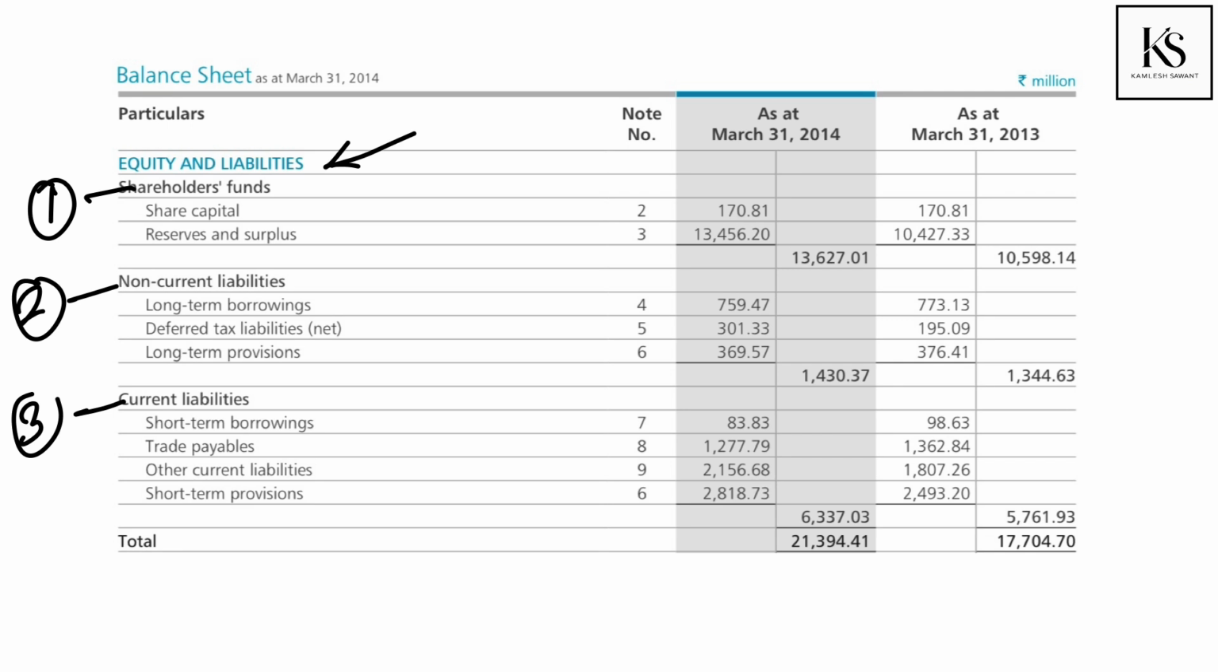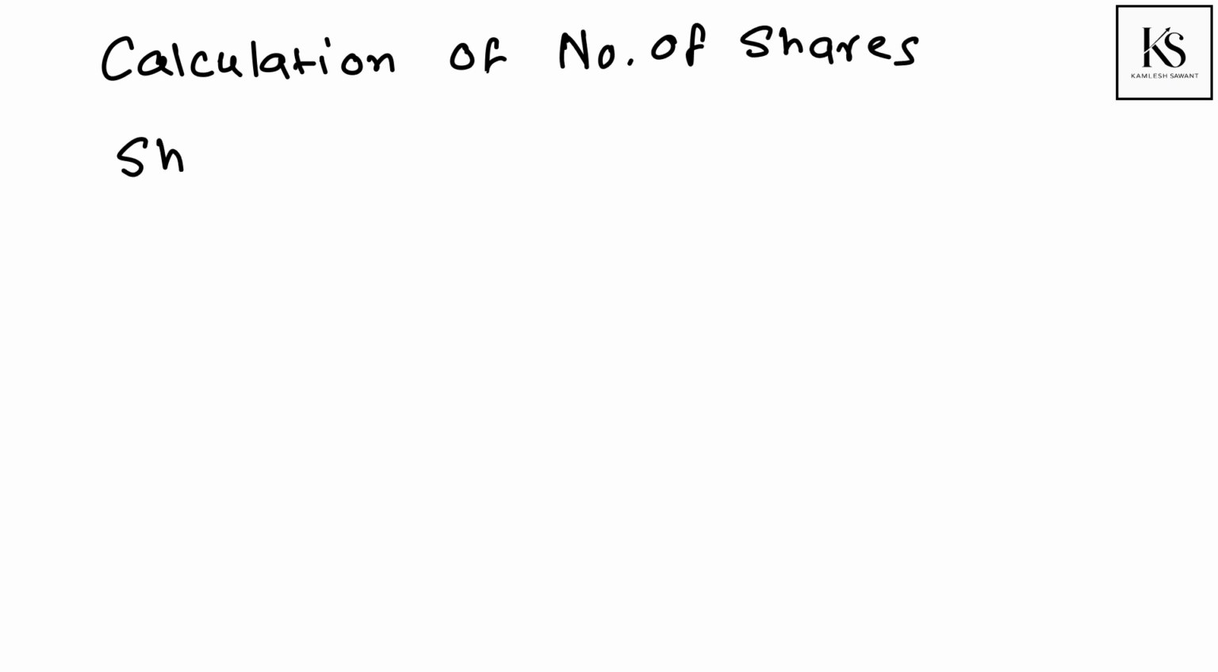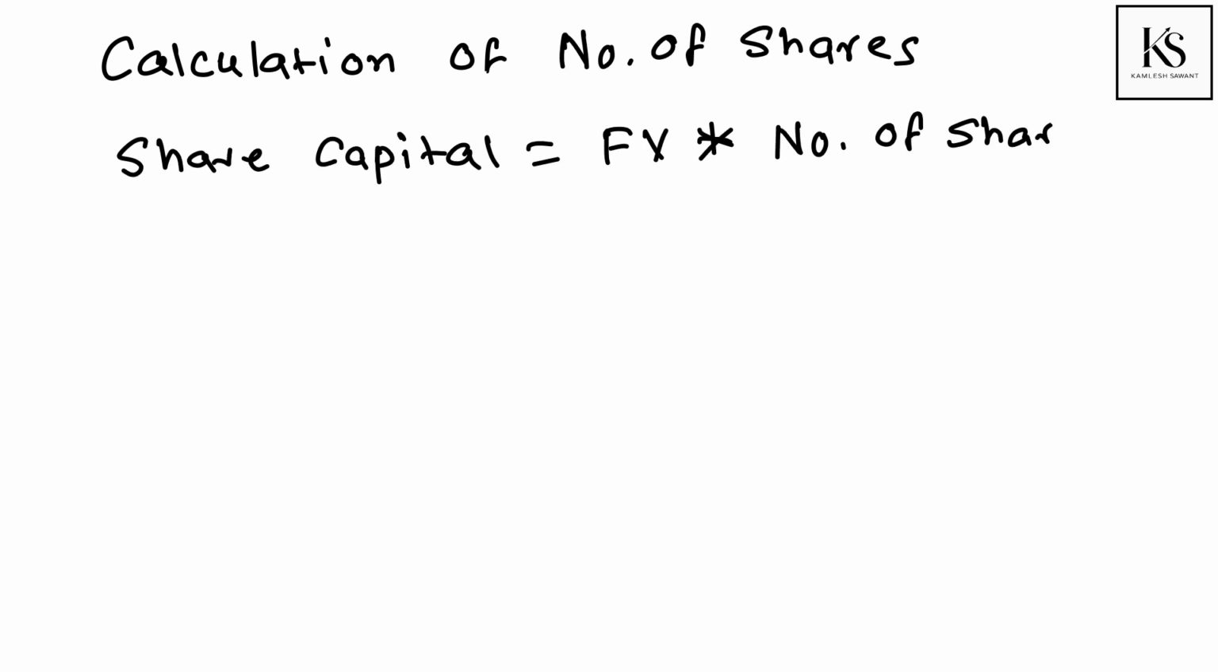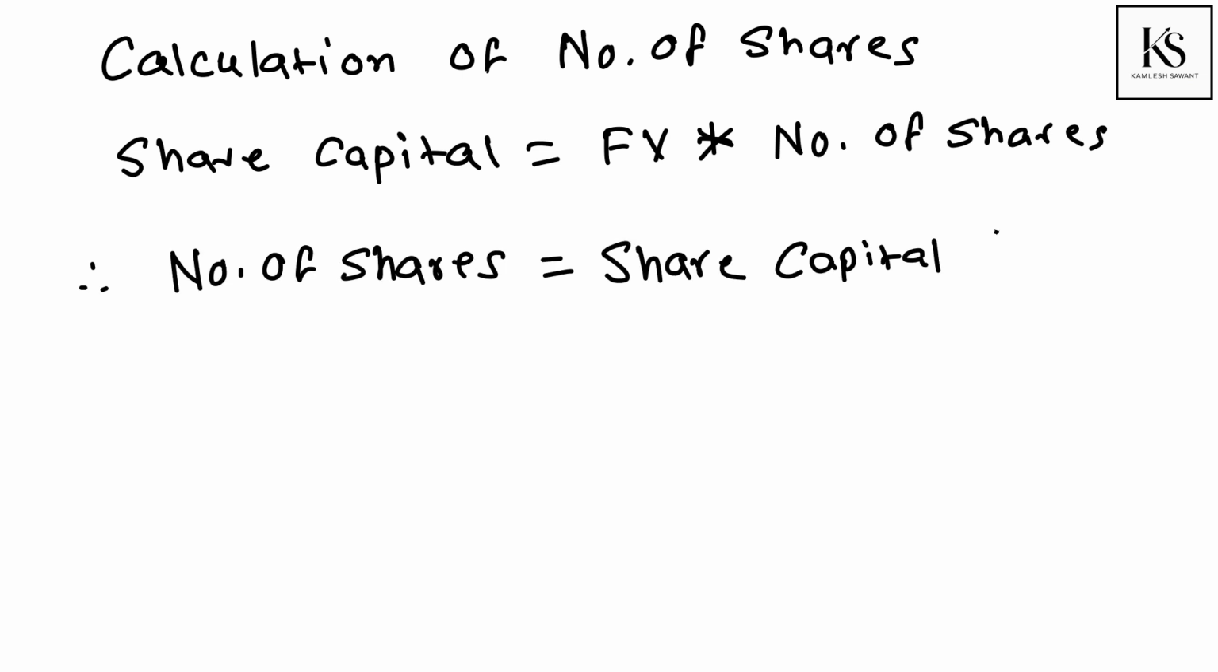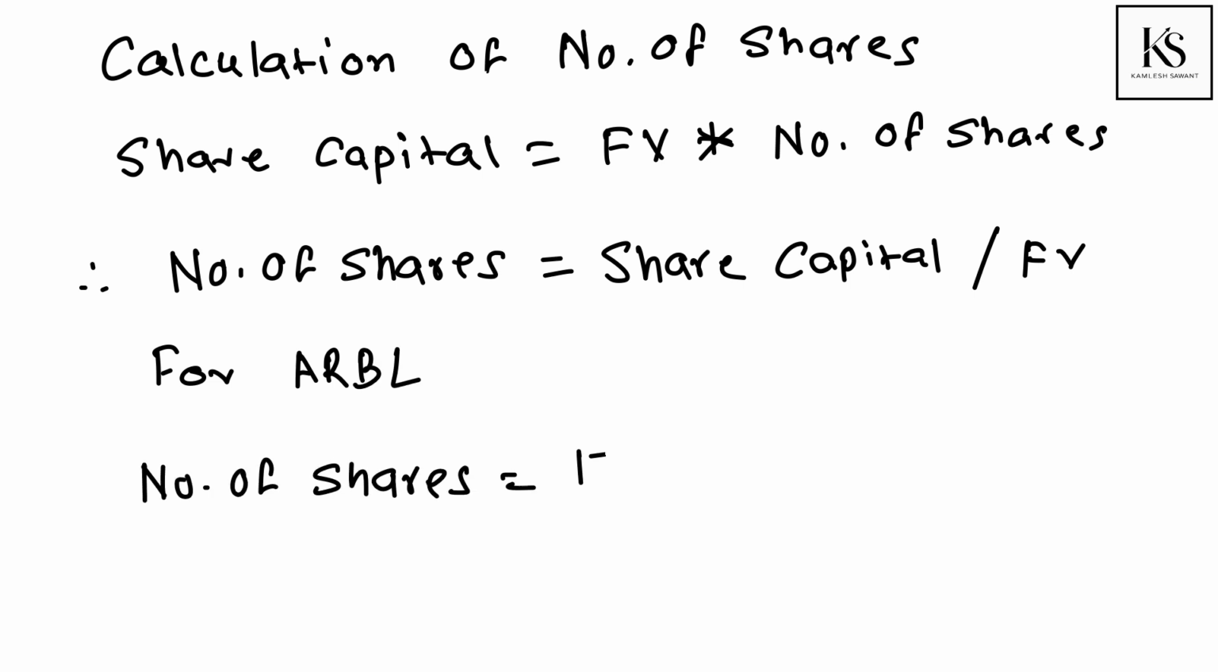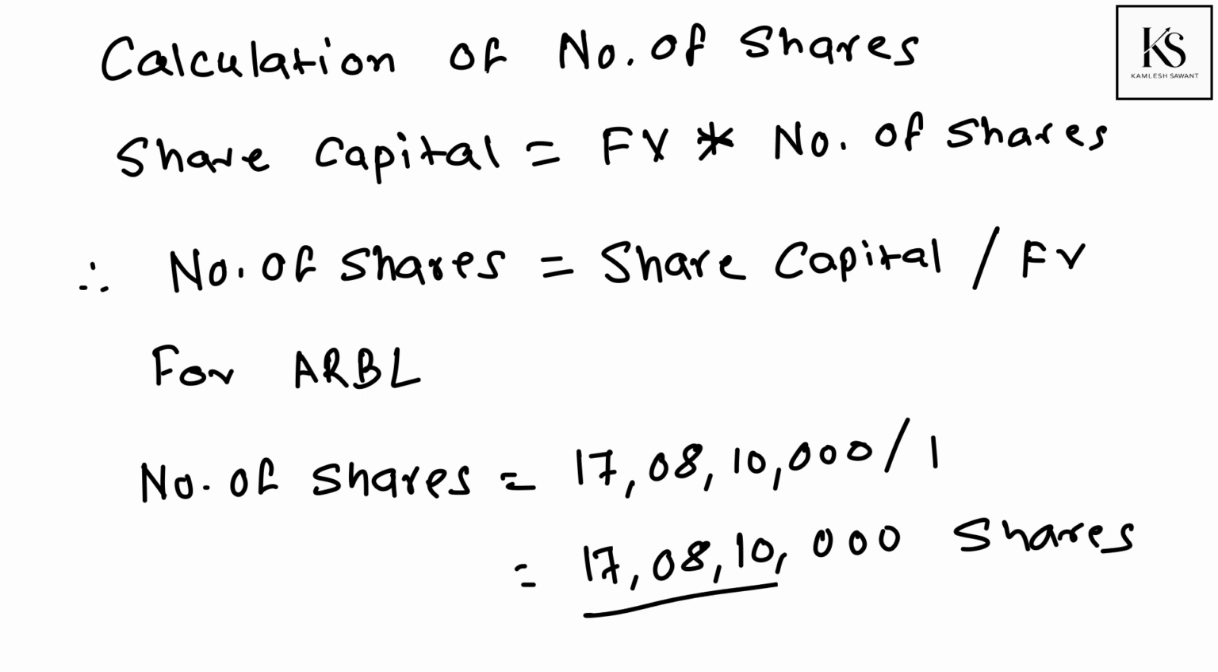To understand share capital, think about a fictional company issuing shares for the first time. Imagine company ABC issues 1000 shares with each share having a face value of Rs 10. The share capital in this case would be 10 into 1000 is equal to 10,000. That is face value into number of shares. In the case of ARBL, the share capital is 17 crore rupees as published in the balance sheet and the face value is rupees 1.